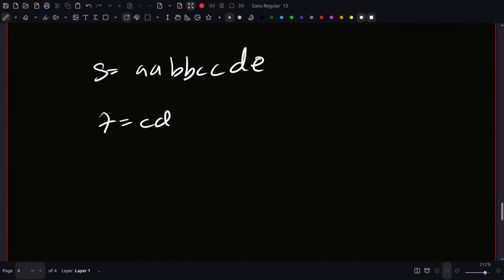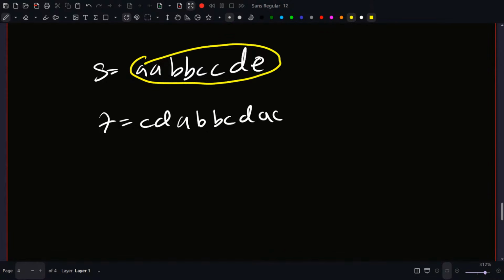Let's say our string S was given as AABBCCDE, okay? And our string T was given as CDABBCDA, something like that. Okay, this was our string T. So let's say that we rearrange S in such a way that their first point of difference becomes the third position. That's how we are rearranging S as a permutation. So when we rearrange S, what we want is that at this third position we have some larger value.